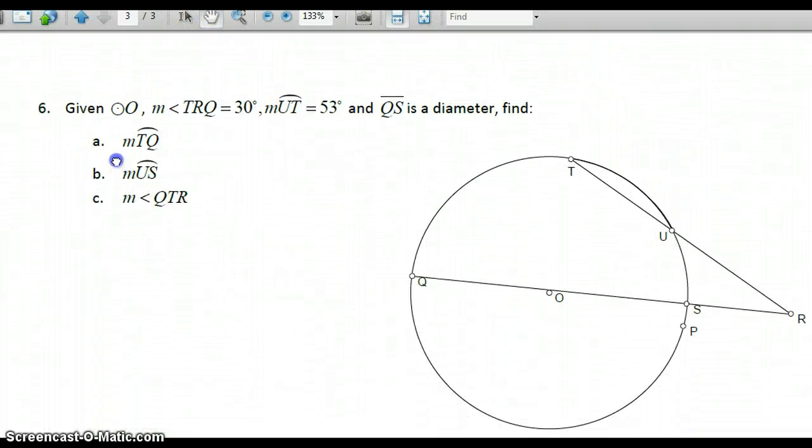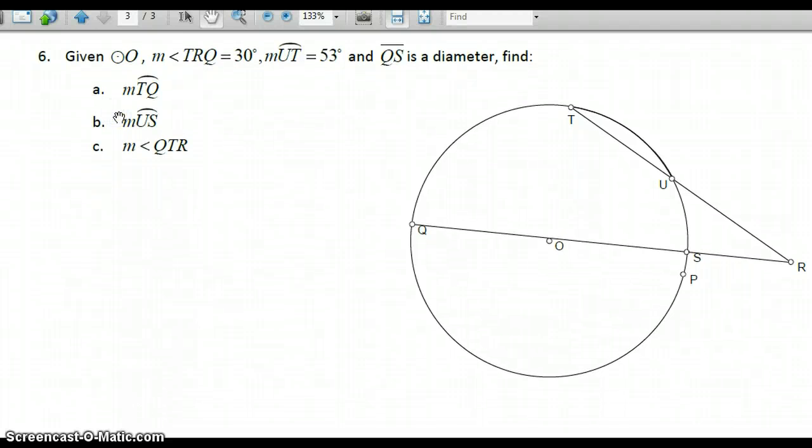It is not illegal. Given circle O, I kind of missed the center point there. Measure for angle TRQ is 30. The measure of arc UT is 53. That's great. And QS is the diameter. Well, of course it's the diameter because we're talking about circle O. Well, I guess we do kind of have to specify that, yes, this point is actually on here. It doesn't really look like it. The measure of arc from T to Q.